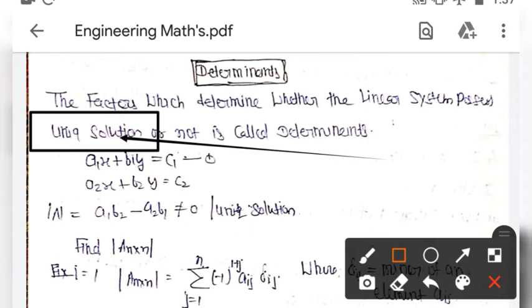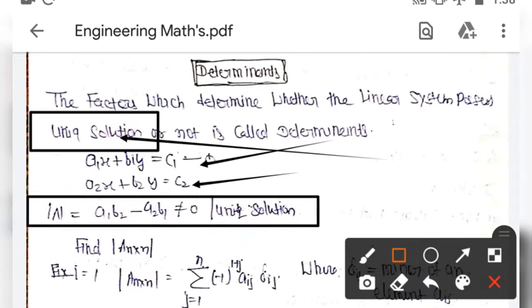Suppose two equations are given, which form a linear system: a1x plus b1y is equal to c1, and the second equation is a2x plus b2y is equal to c2. Now we have to find whether these two linear equations have a unique solution or not. The determinant is going to help us tell whether this linear system is unique or not. So we need to find the determinant.